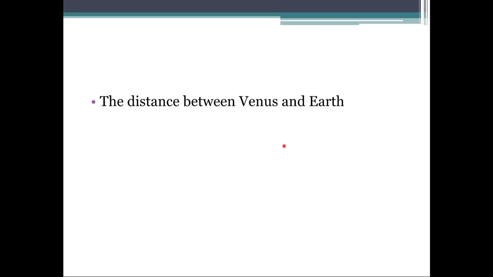The distance between Venus and Earth. All right, Venus and Earth are both planets within our solar system. In fact, they're actually right next to each other. So the best unit of measurement to measure these would be astronomical units, because we're measuring distances within our own solar system.